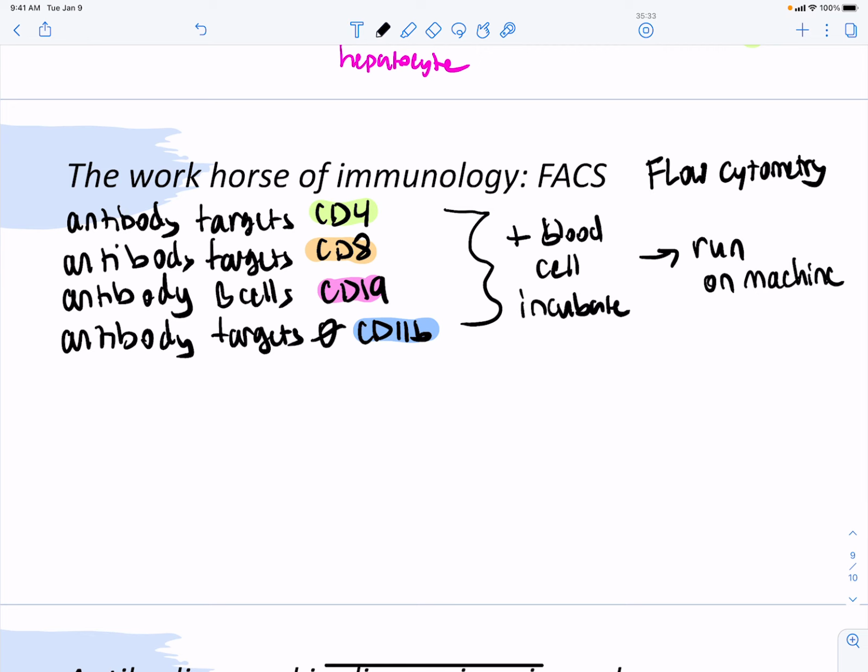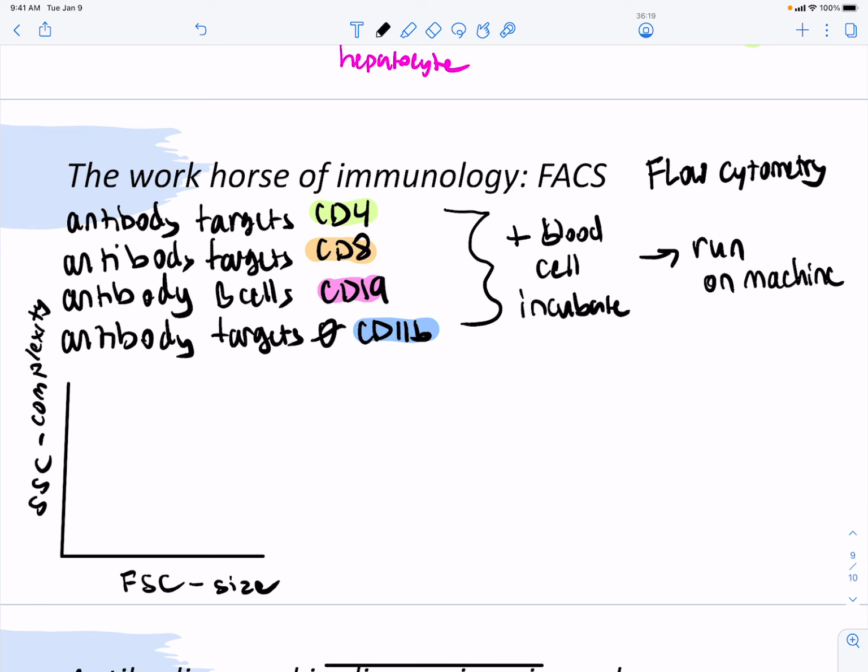Okay? And so the machine is made up of a lot of different components. It has different lasers we're not going to go into. But in essence, what the machine is able to do is show you how many CD4 T cells are in this blood sample, how many CD8s, how many B cells, how many macrophages. And so it will look something like this. You'll have a graph. It always gives you graphs. And the first graph, you're going to get a side scatter by a forward scatter. And forward scatter is size, and side scatter is complexity.